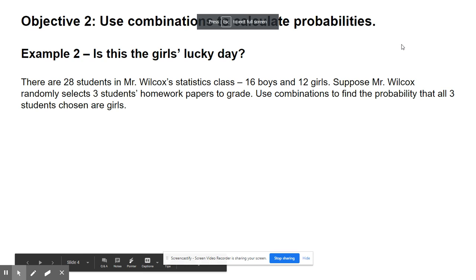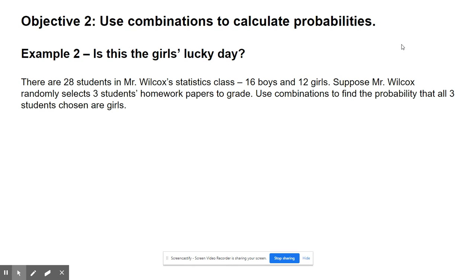Okay, objective 2, using combinations to calculate probability. So we'll get right to the example. Example 2, is this the girl's lucky day? There are 28 students in Mr. Wilcox's statistics class, 16 boys and 12 girls. Suppose Mr. Wilcox randomly selects 3 students' homework papers to grade. Use combinations to find the probability that all 3 students chosen are girls.